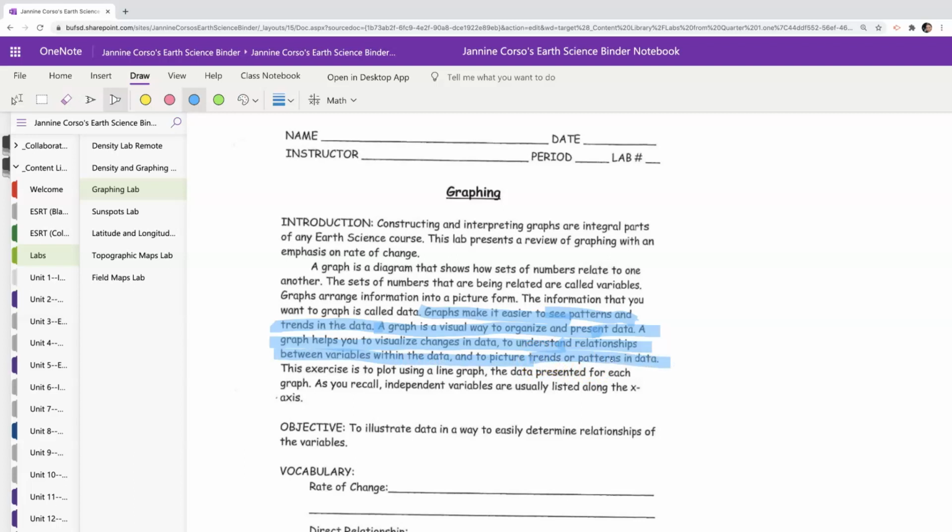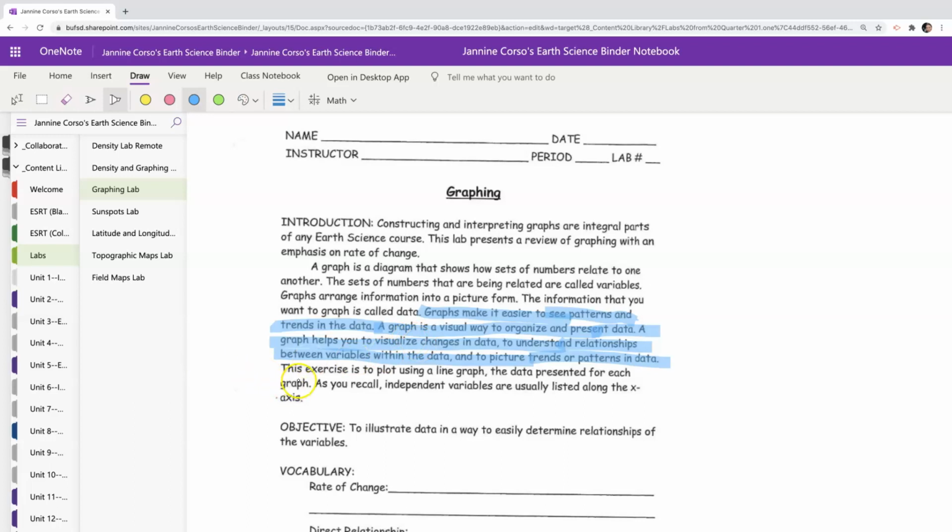So graphs are really important because what they're trying to explain to you, what we just highlighted, is the understanding that graphs actually give you a visual presentation of data. Sometimes when you look at numbers, it really doesn't make much sense, but when you put it into a visual form, a graph, it makes a lot more sense.